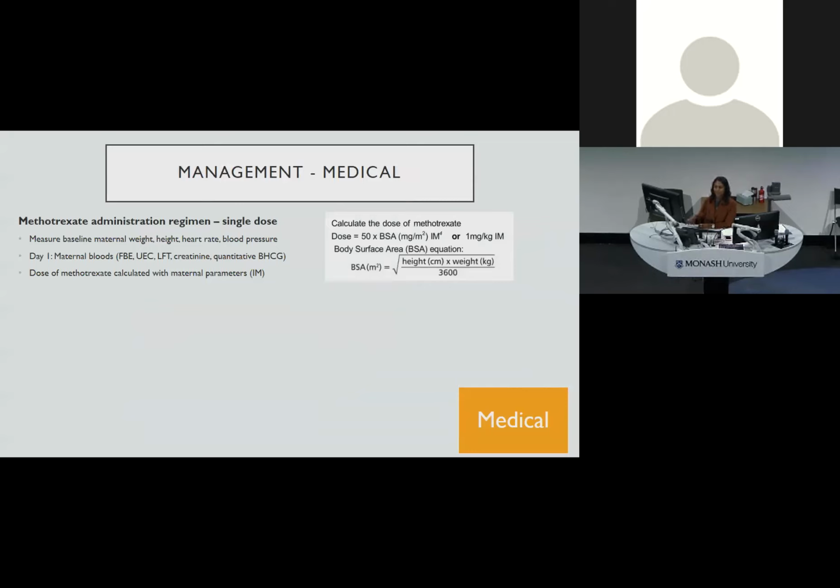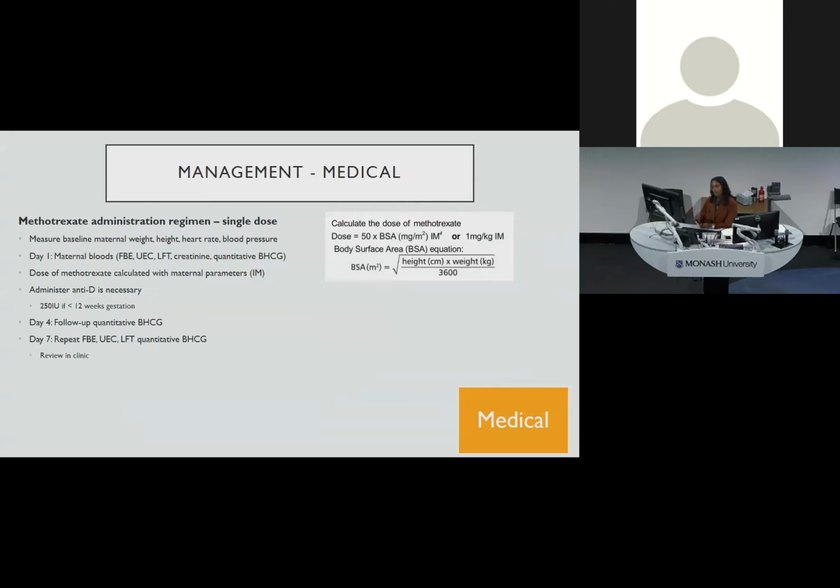I don't think you need to know anything surrounding that formula, just know that you need the weight and the height in order to ascertain how much methotrexate you need to give, and also baseline heart rate and blood pressure. In terms of bloods, you need to know their baseline FBC, UECs, LFTs, and also the creatinine, just because of the side effects that can happen with the drug, and your quantitative beta-HCG, because that'll allow you to look at the trends of how the beta-HCG is changing across the next week, and then you'll calculate your dose and administer it. Again, anti-D if you think that she is rhesus negative.